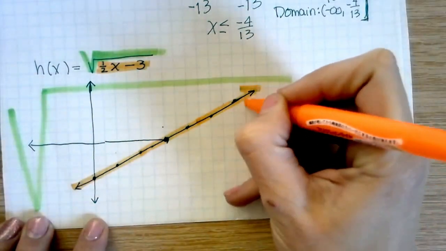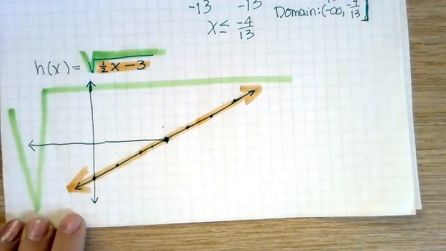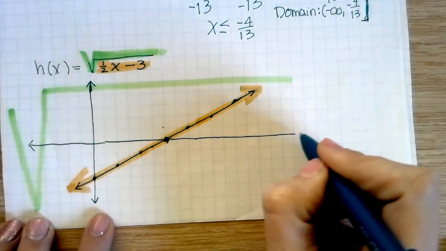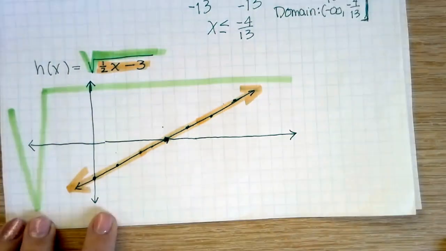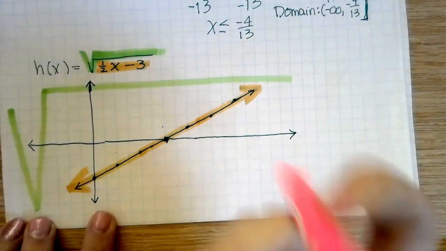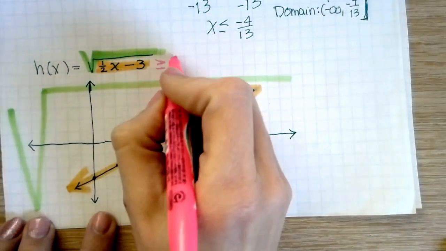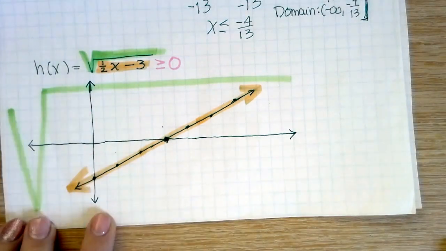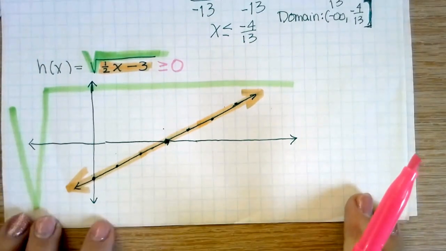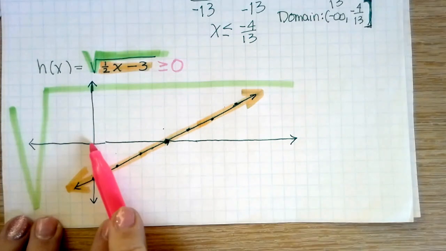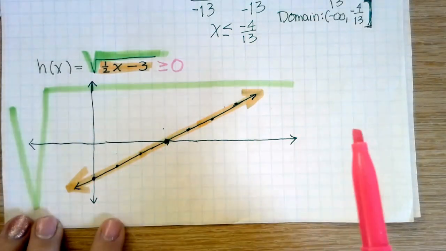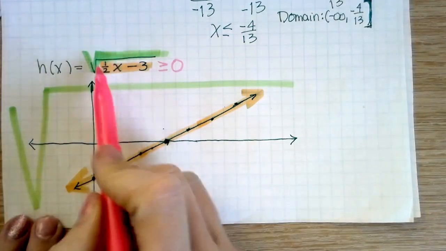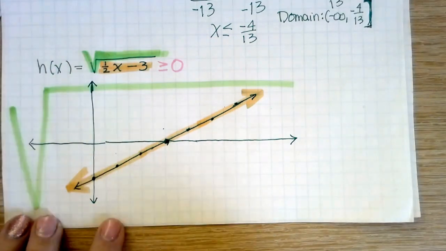I'm only allowed to take the square root of what kind of an answer? Or what kind of a number? Positives or 0. I'm only allowed to take the square root of positives or 0. So this thing has to be greater than or equal to 0. Where is the line? Where is the line equal to 0? The line isn't at the origin though. The line is its y value. So when is the line's y value 0? 3.